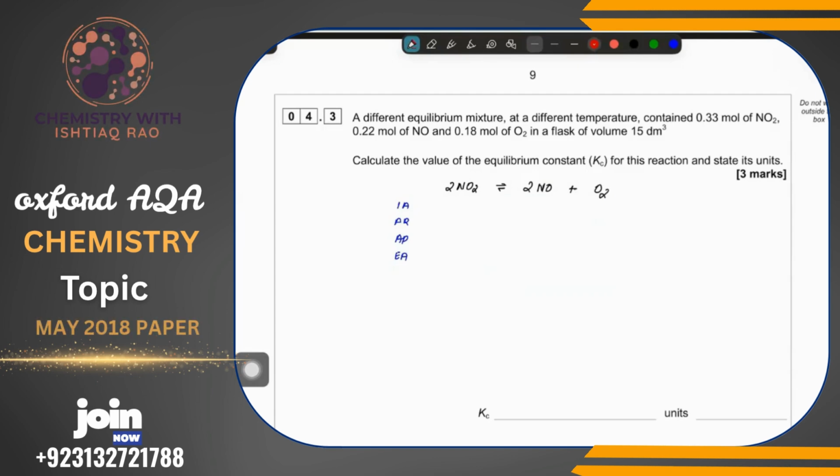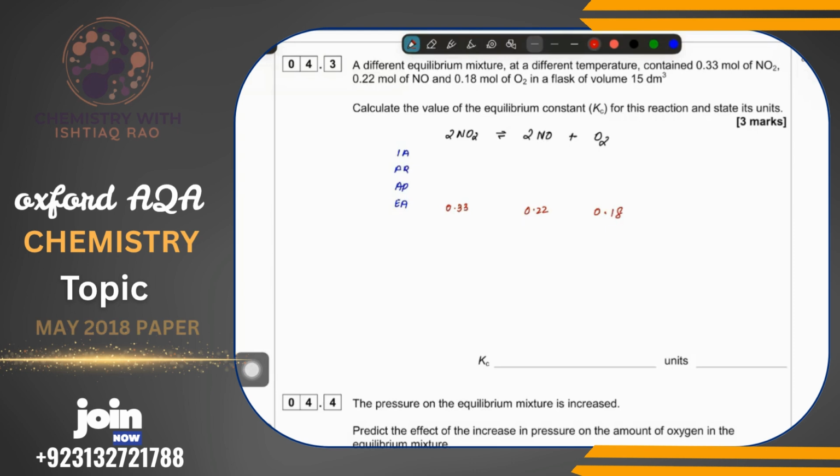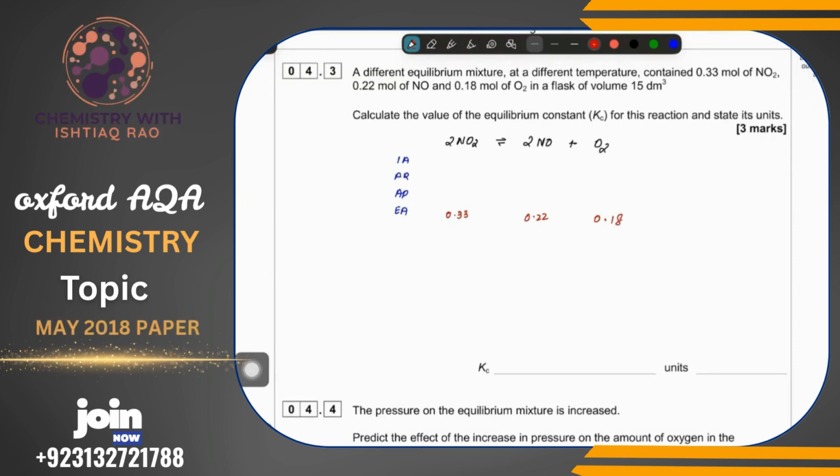Now I'm going to put a different equilibrium mixture at a different temperature that contained 0.33 mole of NO2, 0.22 mole of NO, and 0.18 mole of O2 in a flask of volume 15. So what we have to do, they all are equilibrium mixtures. Only we have to write down the Kc.